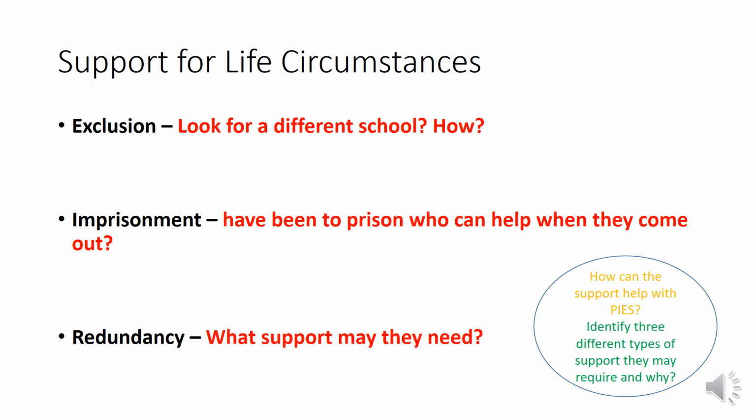I would just like you to pick one out of the three. I'd like to know who can help them, where they're going to get the support from, why would they require that support? And for those that are looking at merits and distinctions, I need you to find out how they're going to support with PIES. So physical, intellectual, emotional and social.